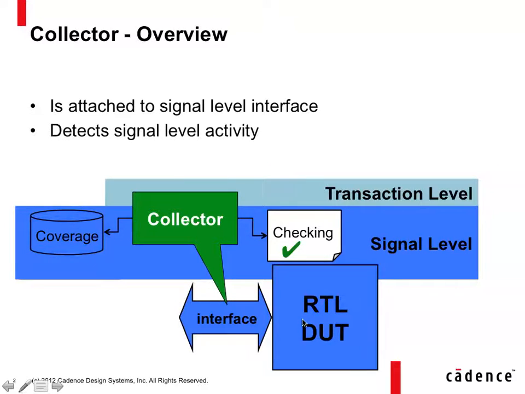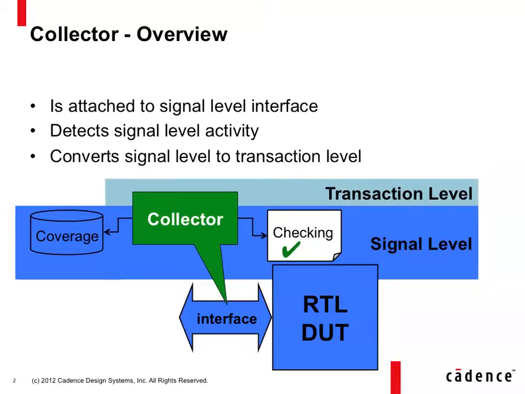What are they doing? They're actually detecting what's going on on the interface, right? So what kind of signal level activity is happening and what that means. And the primary job of the collector is really to provide a conversion, right? To lift the abstraction level from the signal level to the transaction level, right?